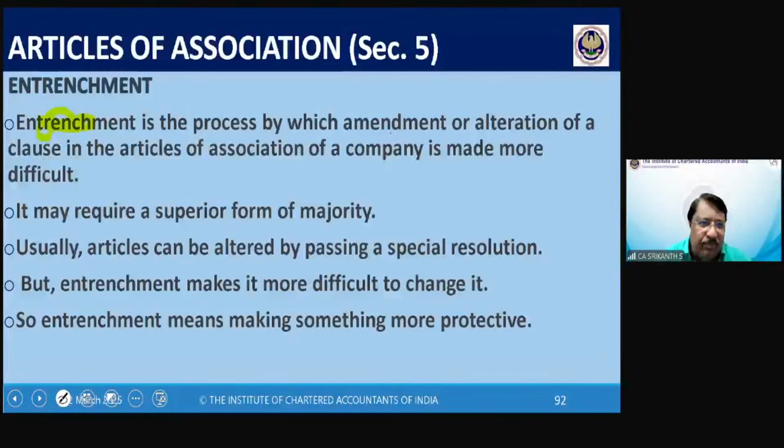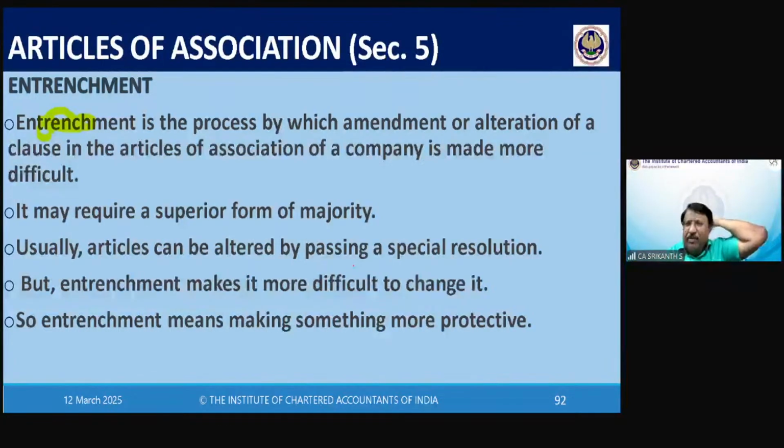No doubt about it. Now, sometimes at the time of incorporation, the members of a company may feel that the articles of the company should not be amended very easily. They want to make it difficult for the future members, for the future people who are running the company, to amend or alter the articles. So what they might do, they might provide for entrenchment. It's a new concept introduced in the Companies Act 2013. Entrenchment is the process by which amendment or alteration of a clause in the articles is made more difficult.